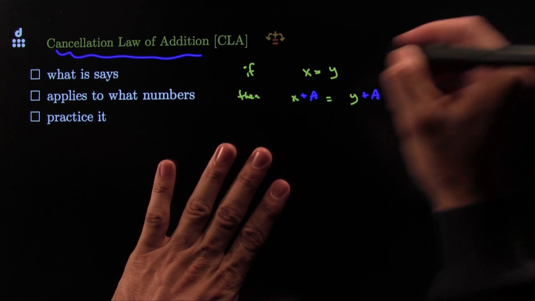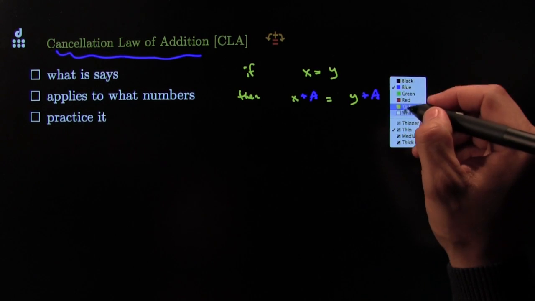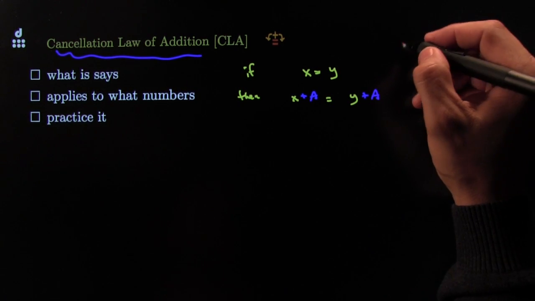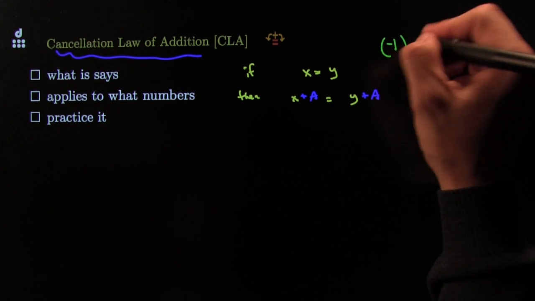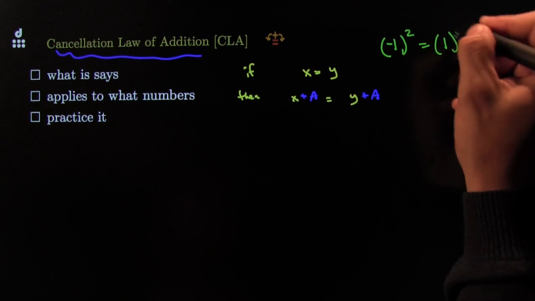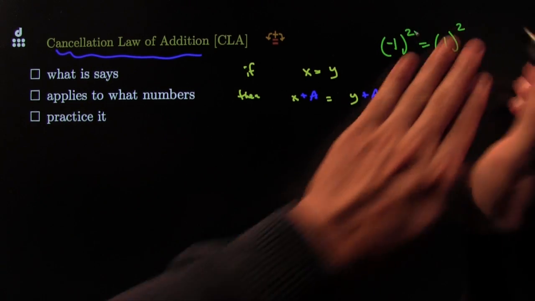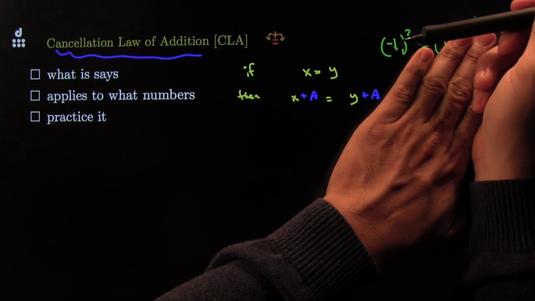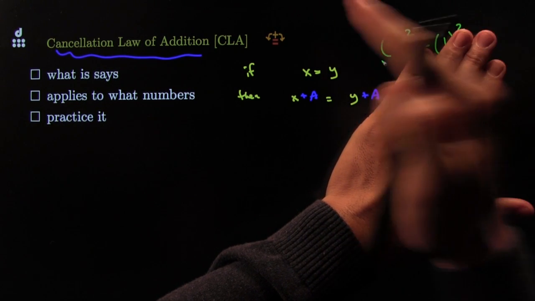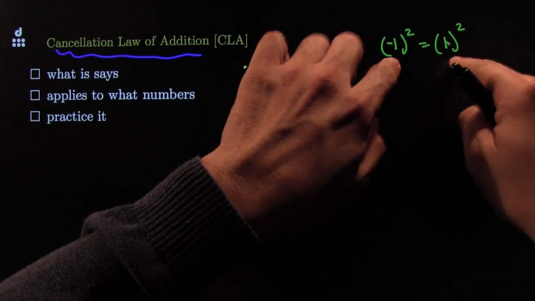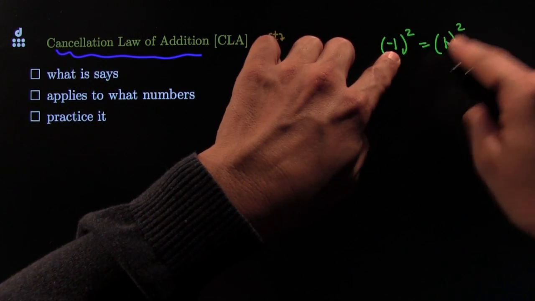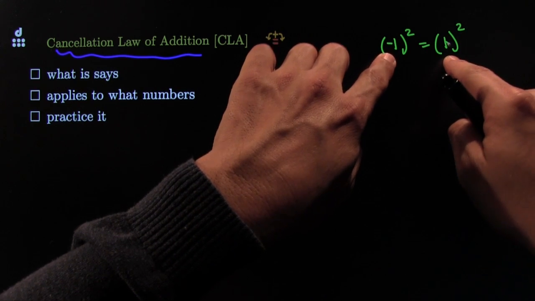Just as a little example of why that might be dangerous to think that whatever you can do on one side you can do to the other. Consider this: (-1) squared is equal to 1 squared. You don't know that yet, but suppose you did. -1 times -1 is +1, and +1 times +1 is 1. So clearly both squares are equal. The square of this is equal to the square of that because they both equal 1.